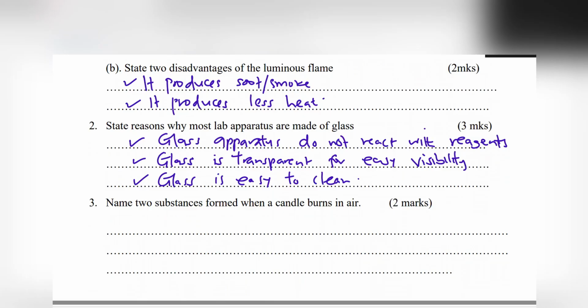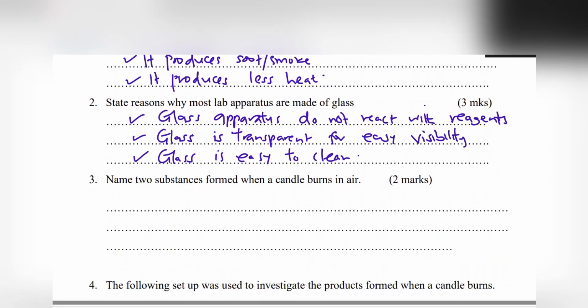3, name 2 substances formed when a candle burns in air. Remember, candle wax is organic in nature, and therefore when organic substances burn in air, they produce 2 substances. One is carbon(IV) oxide. And number 2, water. We can as well represent them using their chemical symbols as follows.